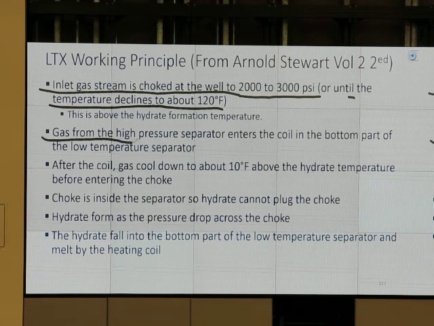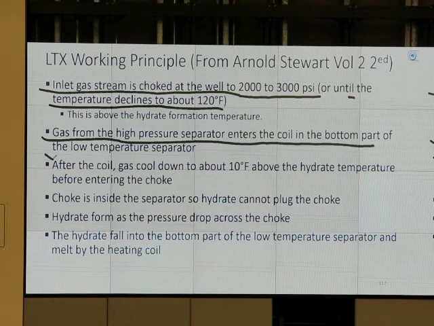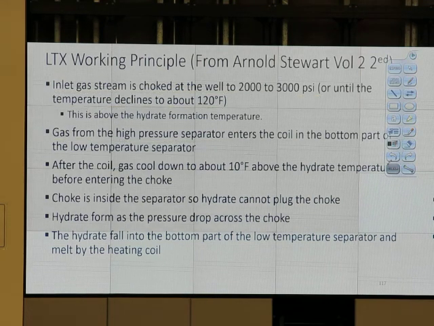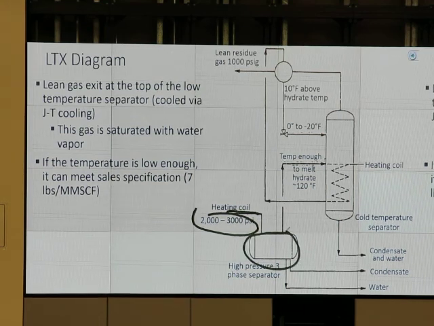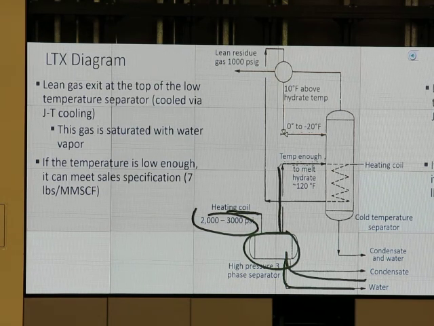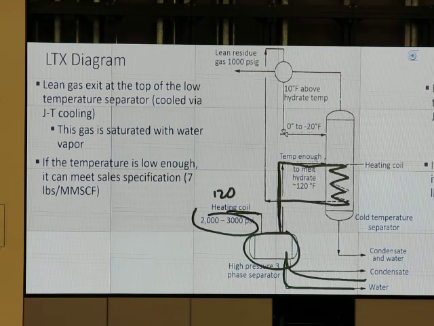Gas from the high pressure separator enters the coil in the bottom part of the low temperature separator. What does that mean? Let's take a look at the picture. So we have this coming in at 2000 to 3000 psi. We have a separator, okay, we can take water out, condensate out, and then the temperature. This thing has high temperature, right? 120, so it's high enough. It goes inside and then comes out.